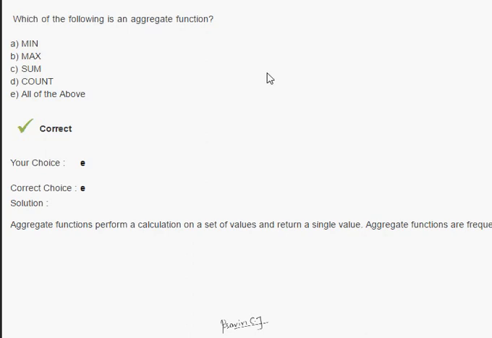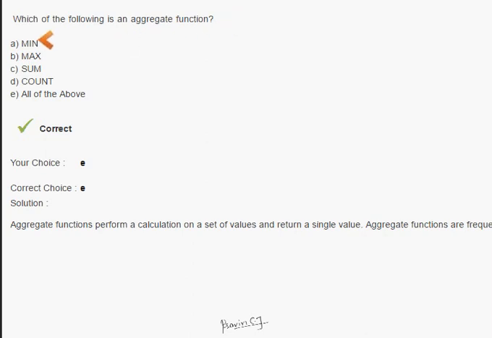The next question is, which of the following is an aggregation function? An aggregate function is what? It is going to accept multiple inputs, and we are going to get only a single value returned. Like sum is a function. When we have the sum of a plus b, it returns only a single result. That is exactly what an aggregate function is.